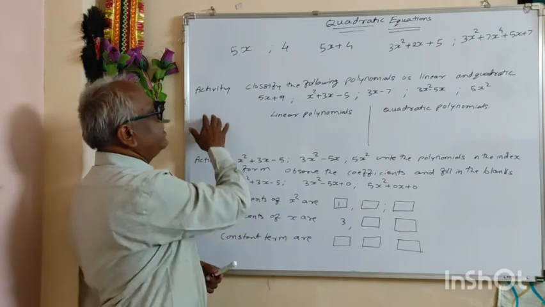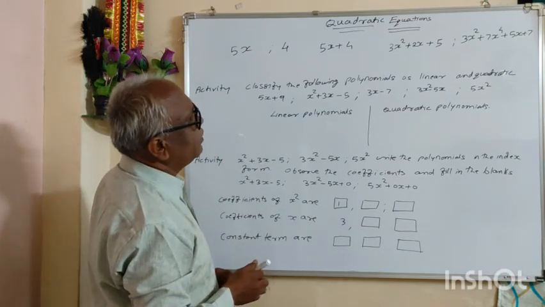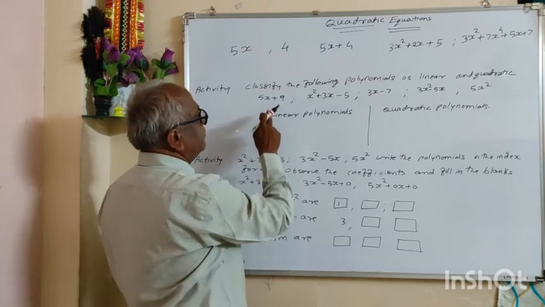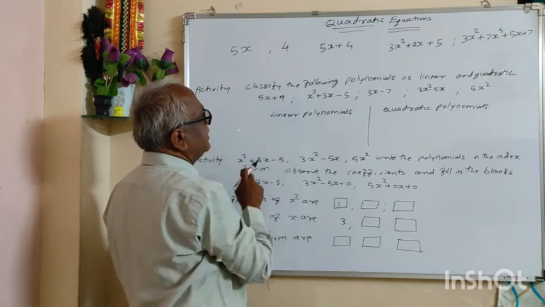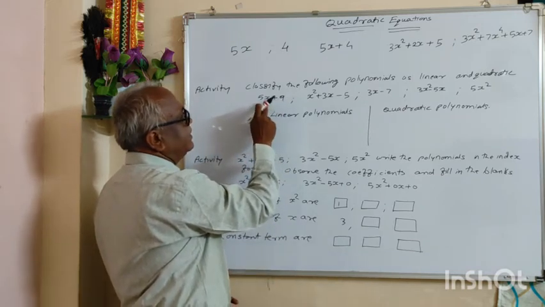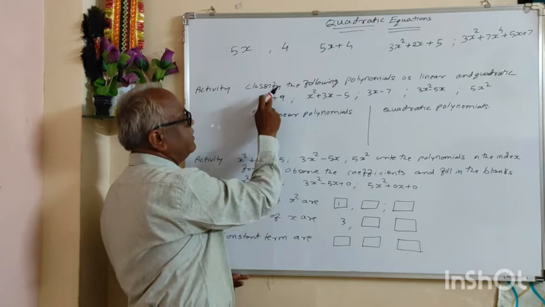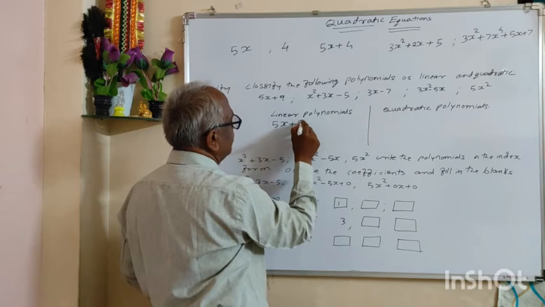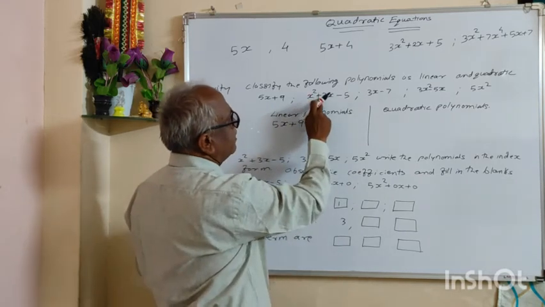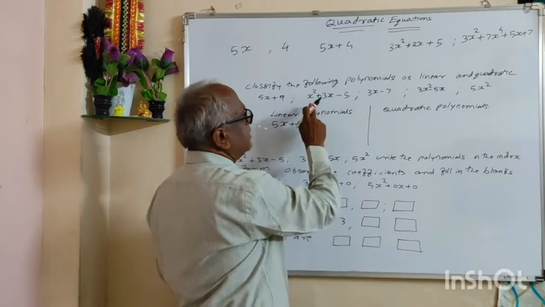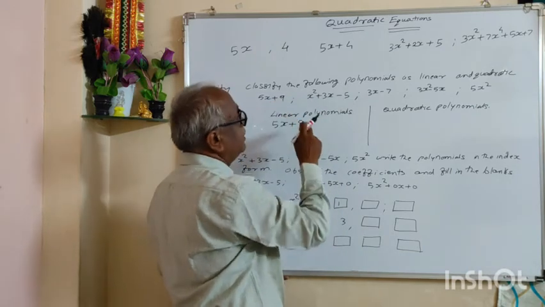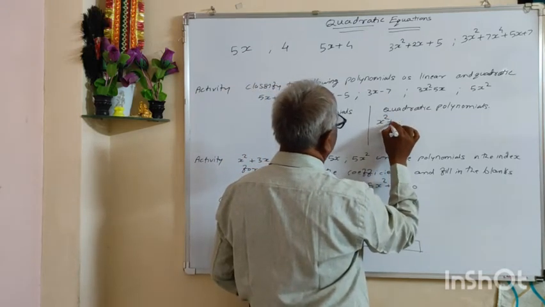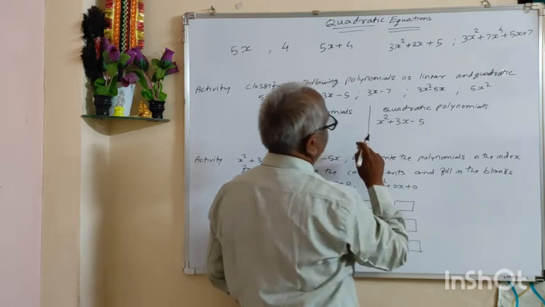Now here are some activities. Activity: classify the following polynomials as linear and quadratic polynomials. A few examples are here. 5x plus 9. In this example, the variable x has degree 1, so it is a linear polynomial. In the second, x square plus 3x minus 5, here the variable x has degree 2, so it is a quadratic polynomial, that is x square plus 3x minus 5.